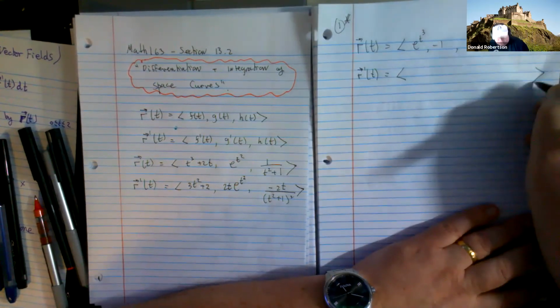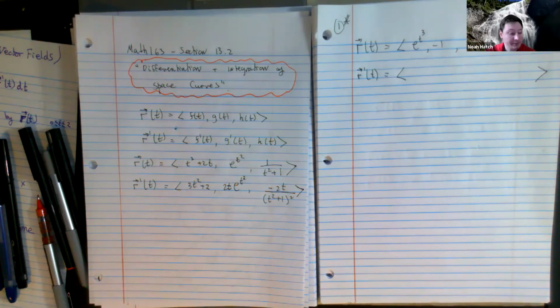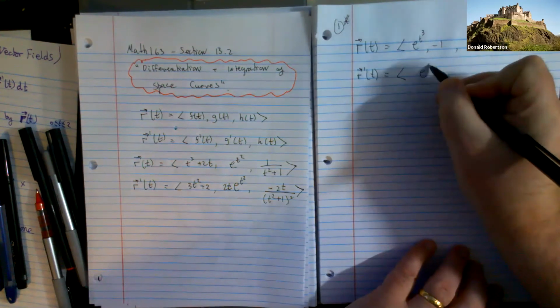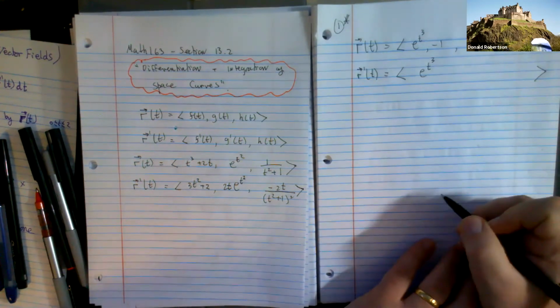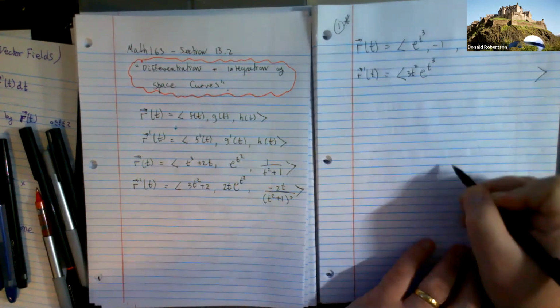Okay, what method shall I use? Don't need to get the answer yet. But what method should I use to differentiate e to the power of t cubed? Chain rule. Yep. And you get e to the power of t cubed times the derivative of t cubed. So that's where that 3t squared was coming from.